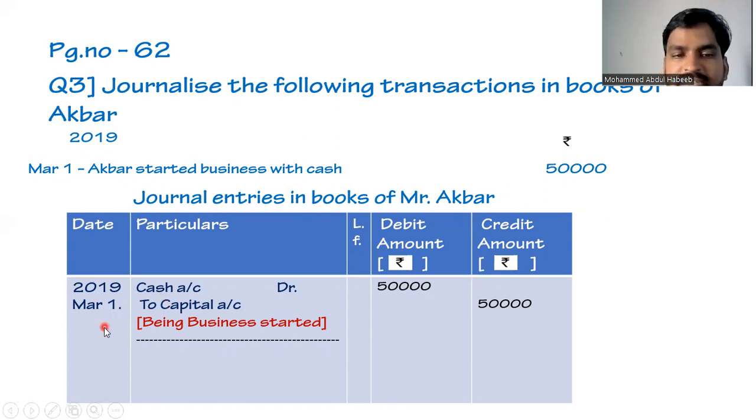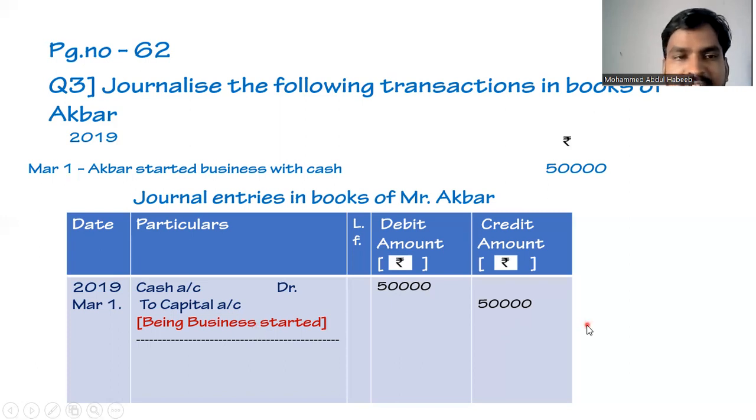As Akbar has started business, cash is coming into the business, so cash will be debited, cash account debit 50,000. The investment done by the owner into the business is called capital. So it will be recorded as to capital account 50,000, and the narration will be being business started.